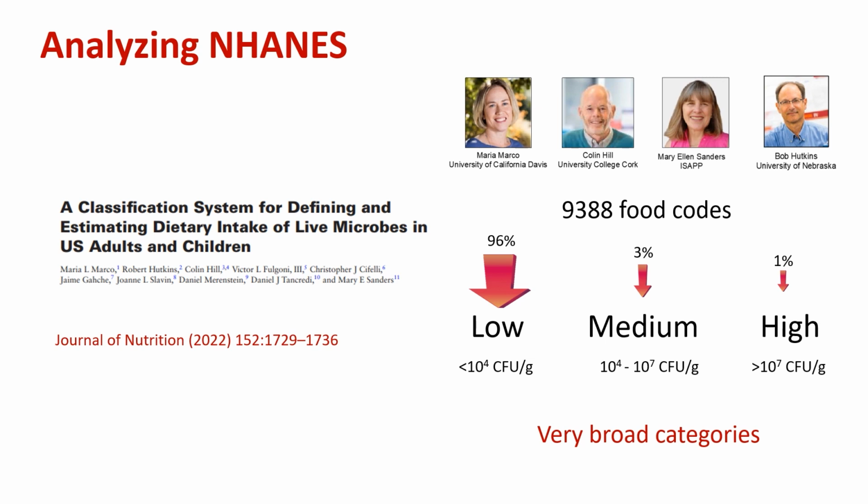And what we found was that very few of the food codes fell into the medium, only 3%, and even fewer fell into the high microbial load category. So most of the foods that we eat, or most of the foods at least on the NHANES database, contain low numbers of microbes.